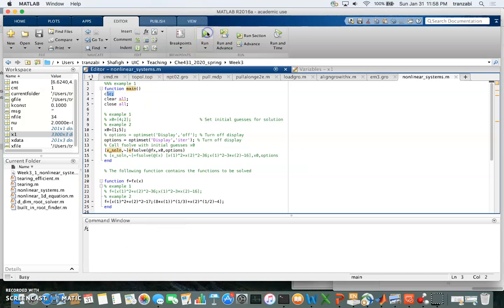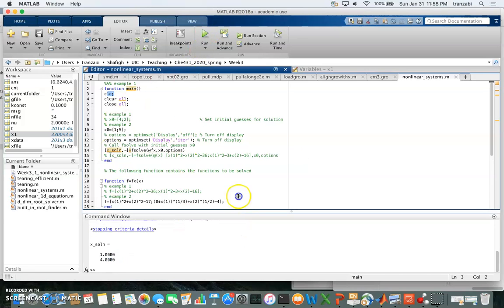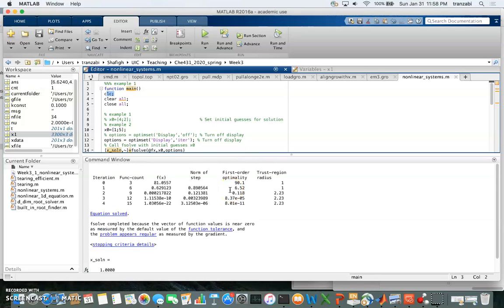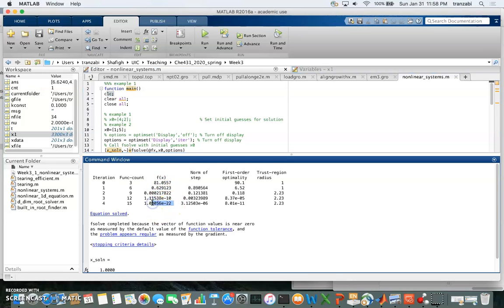Okay. So let me run the code. And there you go. So here's the output. Function counts means how many functions were evaluated at this iteration, which is not so interesting to us for now. And this is the f of x, which is supposed to go to 0, and you see that it gets to 10 to the minus 22, which is almost 0. And this is the norm of step. That means norm of delta x at every step. And yeah, these two are other things. They actually talk about it maybe in the next 2 weeks or so.